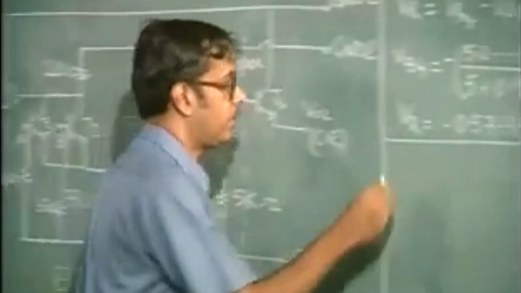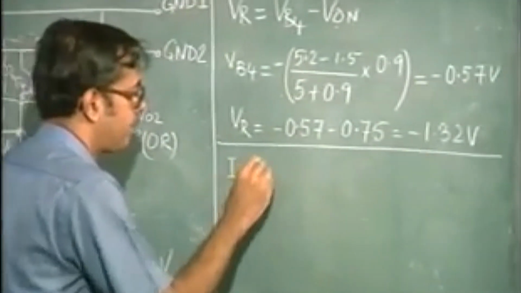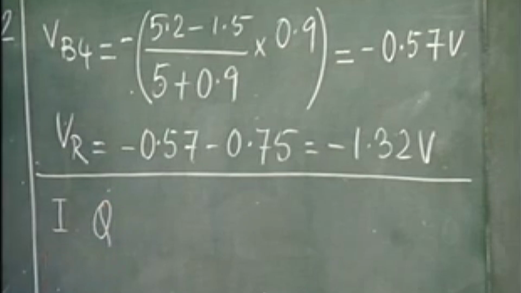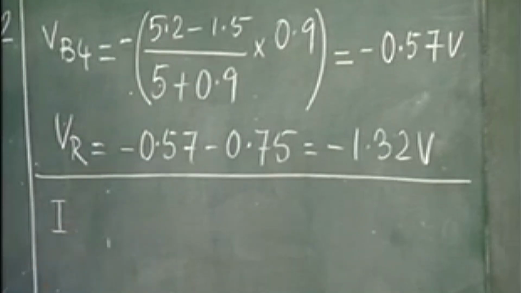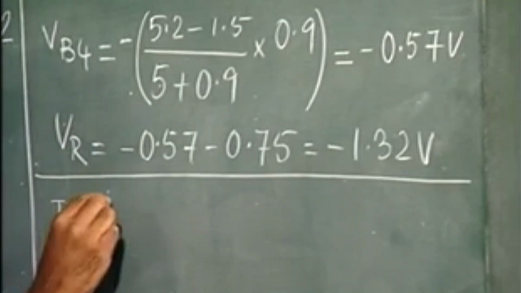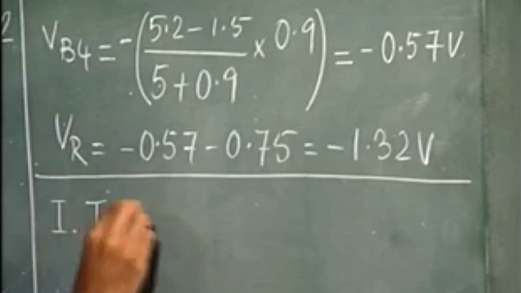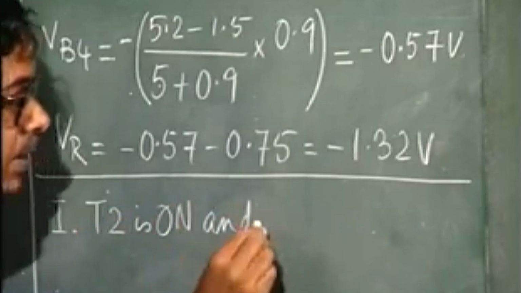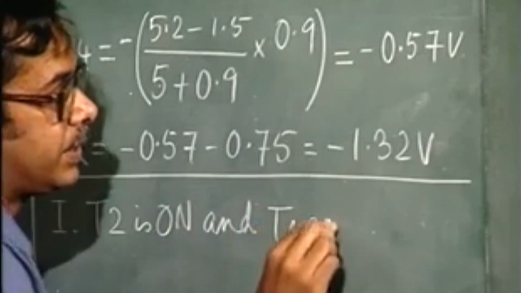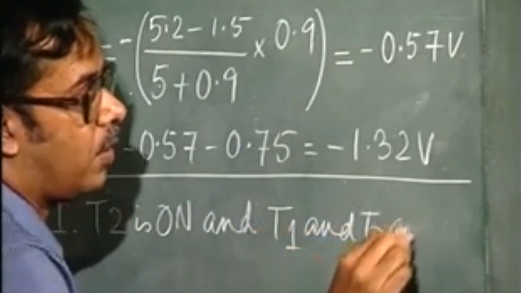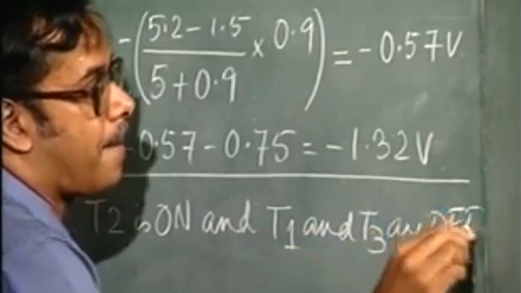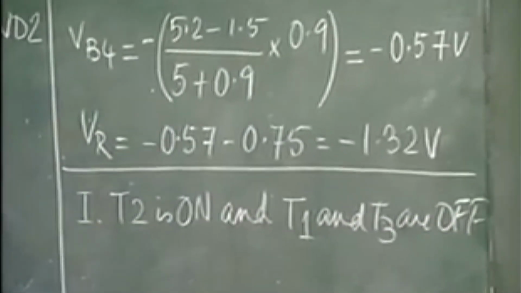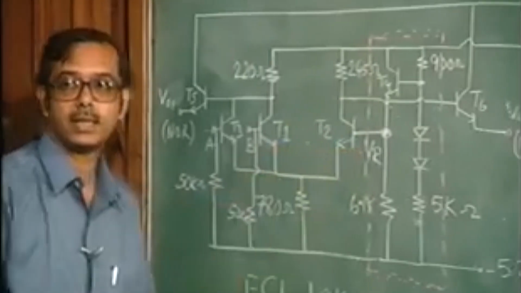So let us say case 1: T2 is on and T1 and T3 are off. That is, the right hand branch is conducting.